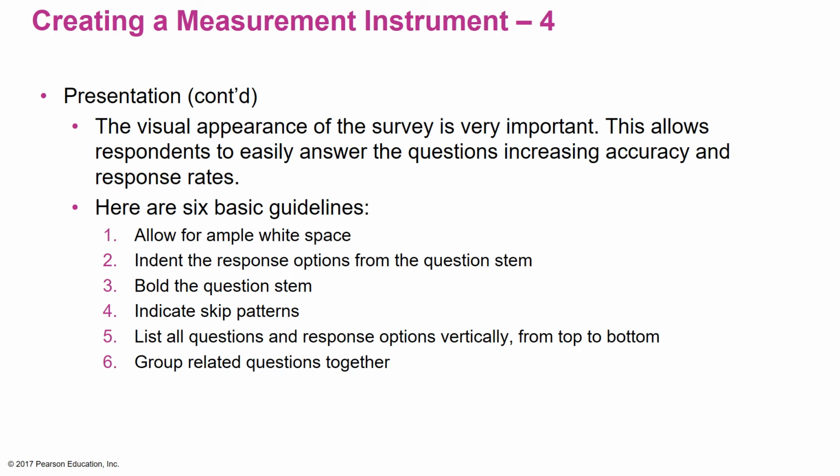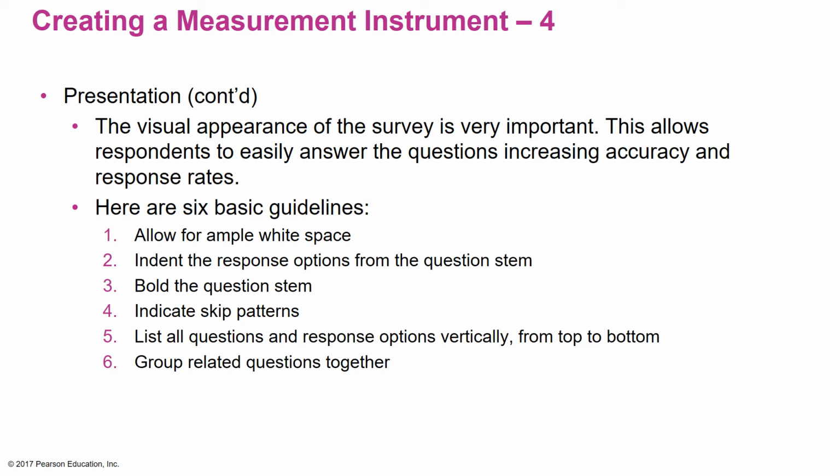List all questions and response options vertically from top to bottom. Again, a rule of thumb, but think about any surveys that you've answered, right? You usually work from top to bottom. Group related questions together. Again, this is a rule of thumb type of thing. You may want to scatter them throughout if you're looking to minimize bias.